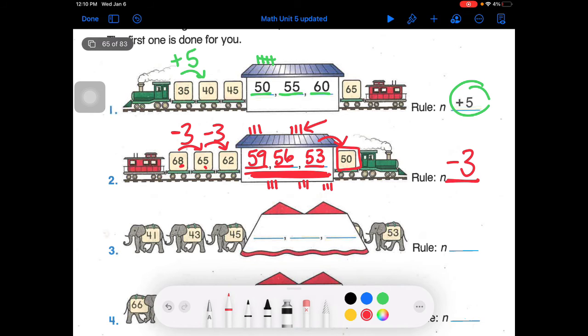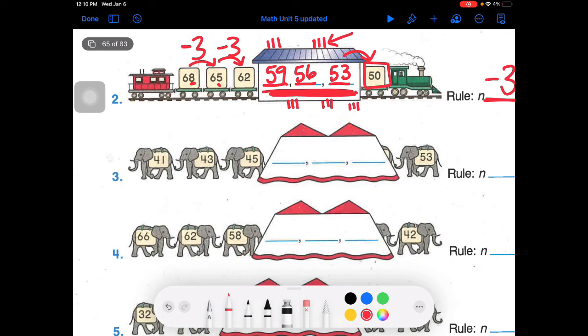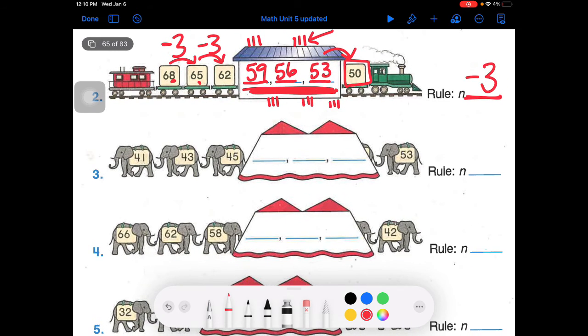Let's try the next one. On the elephants, is my rule going up or going down? So I draw my arrow, 41, 42, 43. Oh, it's plus 2, but I can't write my rule yet because I need to make sure that I check it twice. 43, 44, 45. Yep, I know for sure that my rule now is plus 2, and now I have to find the rest of the sequence.